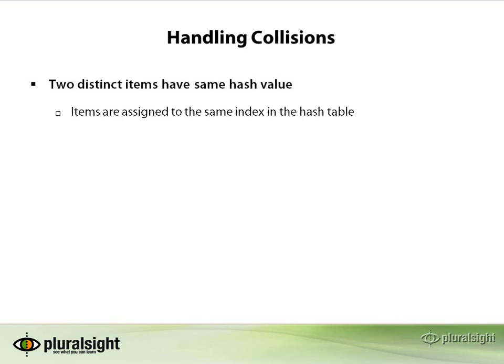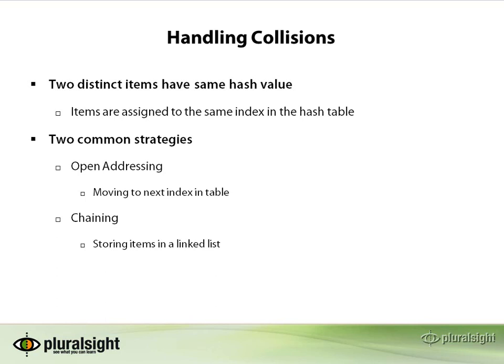go there, what do you do? You can't just reject it, because the consumer of the hash table, the end user, shouldn't know that you had a collision. It should be a totally transparent thing. We're going to look at two common strategies for dealing with collisions.